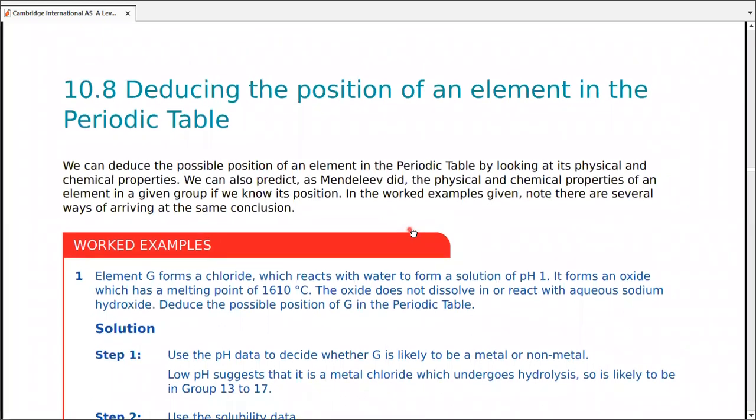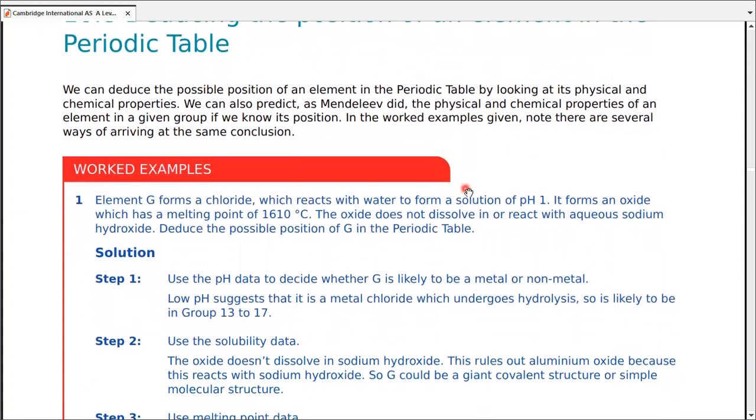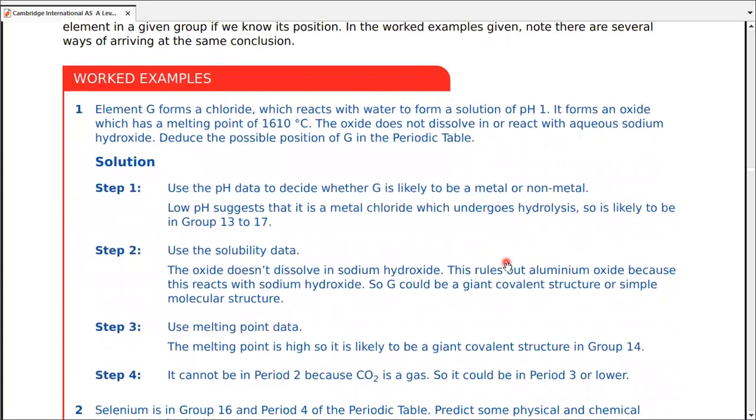so 10.8, last topic for the chapter, deducing the position of an element in the periodic table. So we can deduce the possible position of the element by looking at its physical and chemical properties. We can also predict, like Mendeleev predicted back, physical and chemical properties for a given group if we know its position. Worked example, there are several ways of arriving at the same conclusion, and we have discussed those.